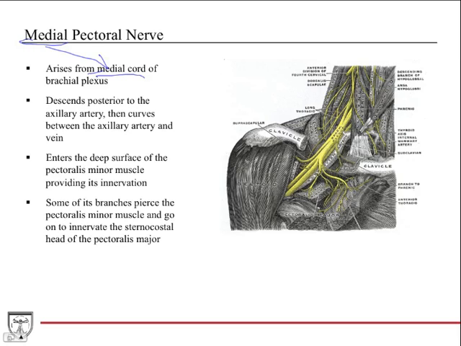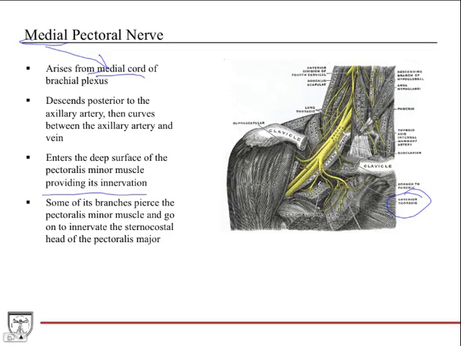Subclavian, it eventually becomes the axillary. Now, what's labeled here are the anterior thoracic nerves. That's another name for the medial and lateral pectoral nerves. So the medial pectoral descends posterior, then it curves between the axillary artery and the vein, and then it enters the deep surface of the pectoralis minor. Because if you remember, pectoralis minor is just anterior to the axillary artery and helps you delineate the first, second, and third parts of the axillary artery.